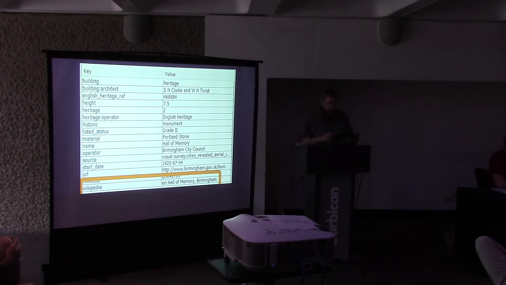the structure of that tag is the language of the Wikipedia, so EN colon, and then the title as it appears in the wiki, in Wikipedia. So you take the page title, not the URL, you don't have the underscores, you don't escape accented characters and so on, you just simply copy and paste the title. Now that's fine, it doesn't matter if you do that as well, but it is redundant to the Wikidata tag.